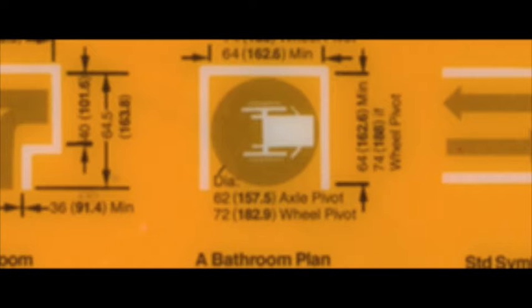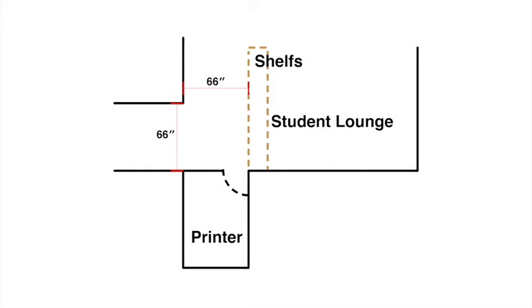The minimum size required for a turn is 64 inches. Yet, the width of the corridor is 66 inches. Therefore, people who use wheelchairs may have to go to the main lobby to turn around.